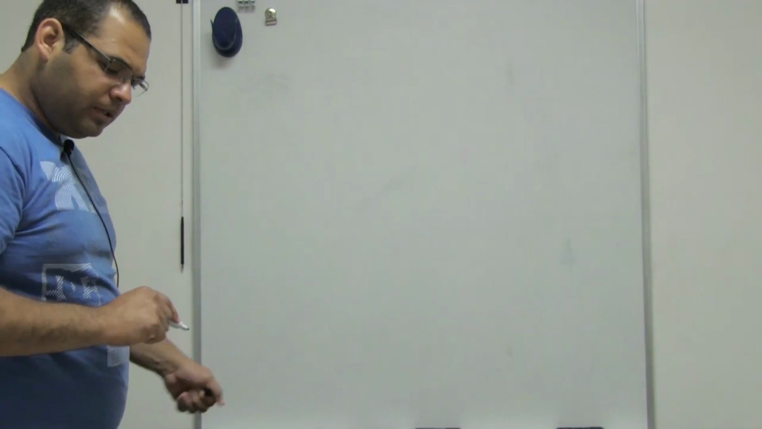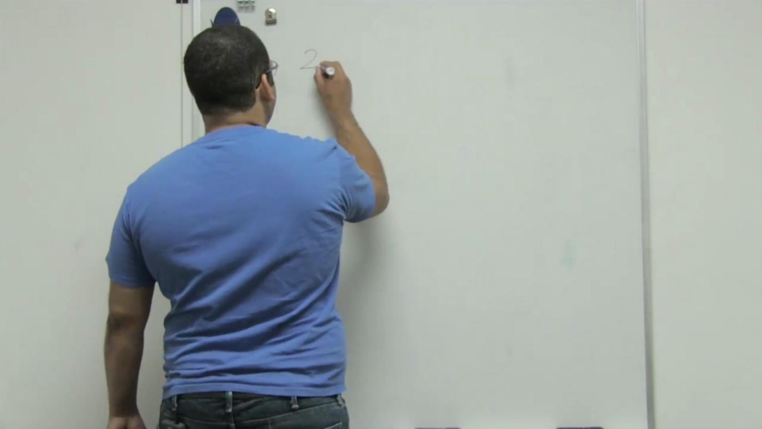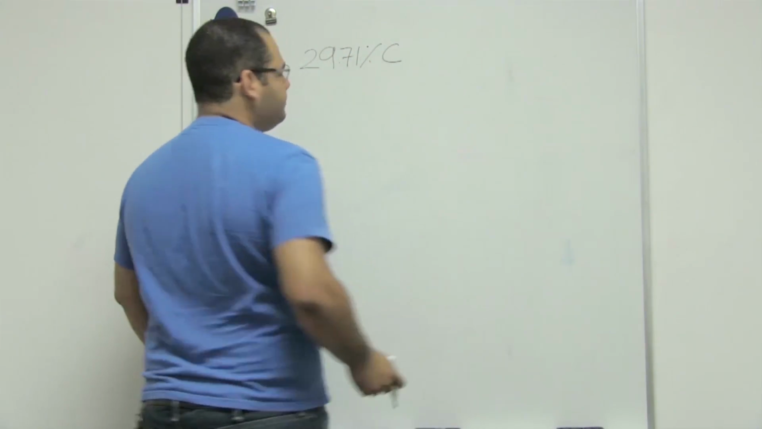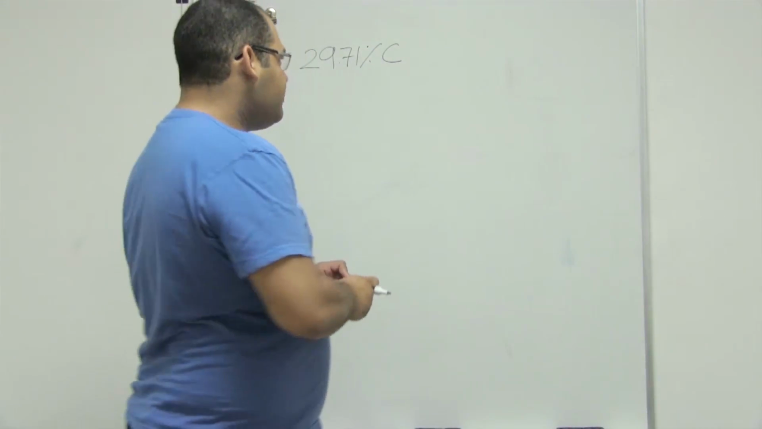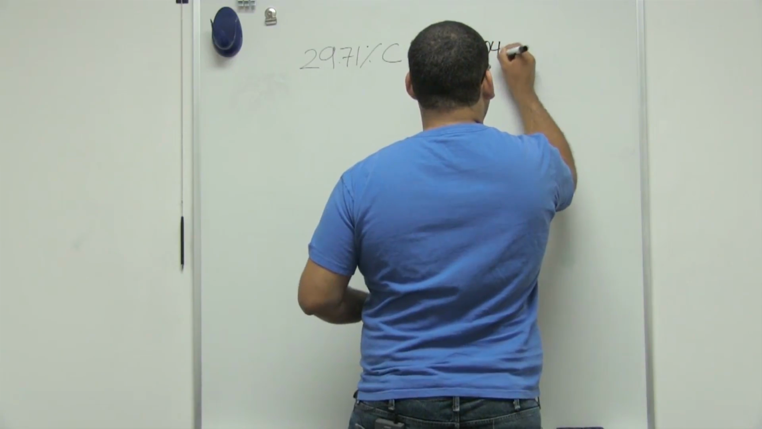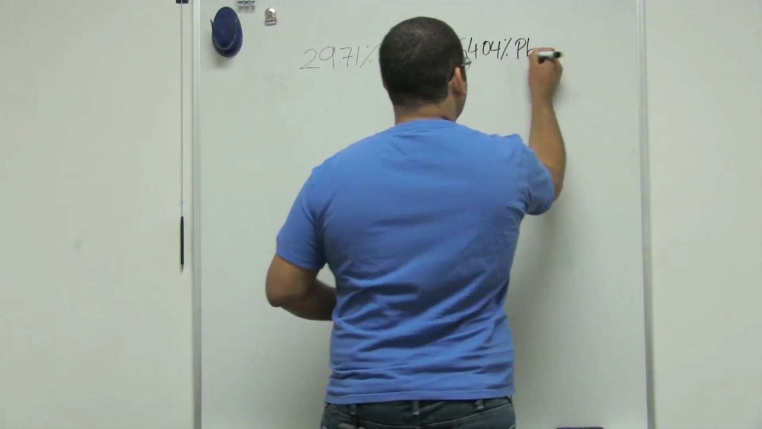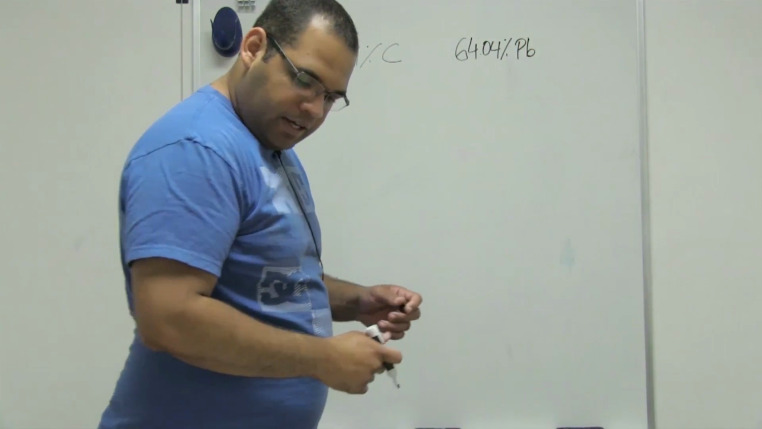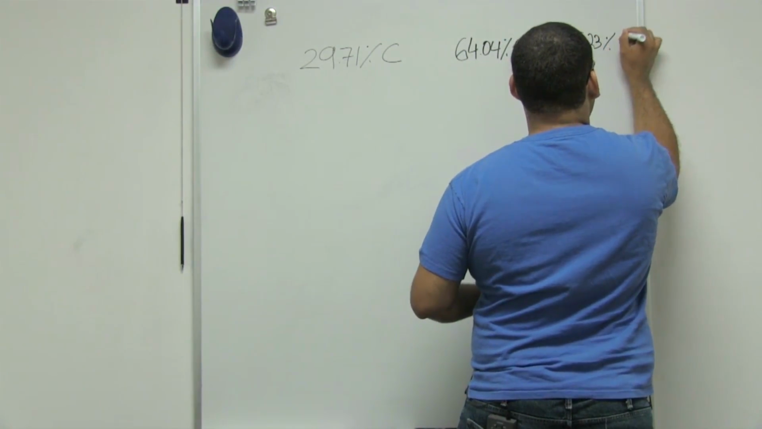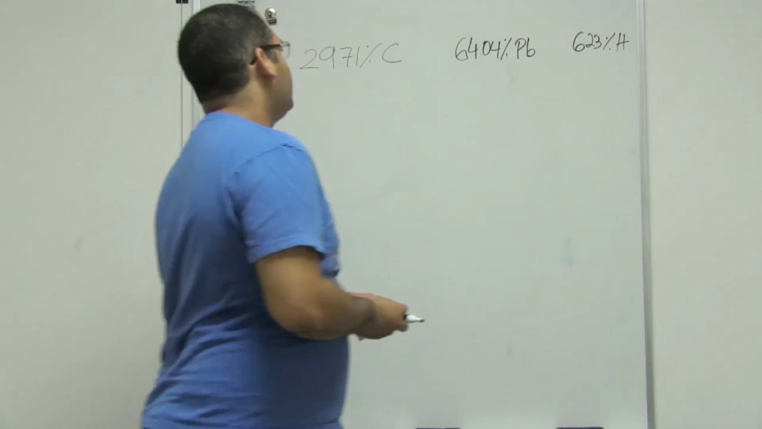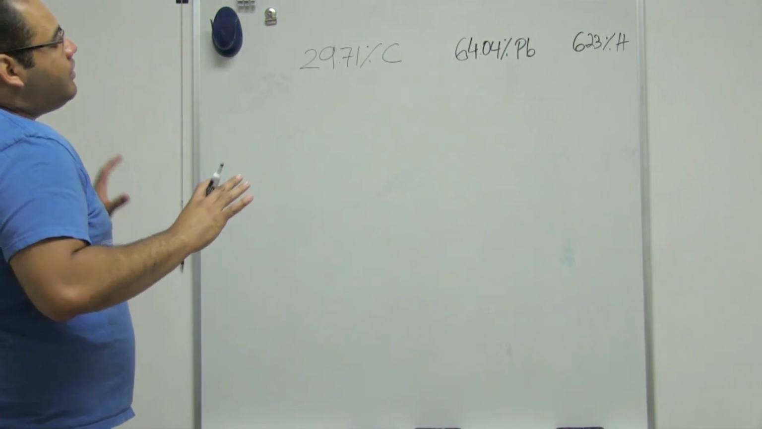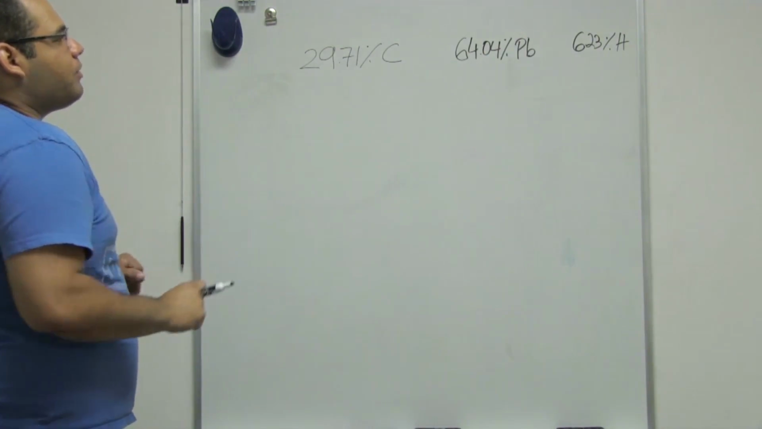So in my example, I have 29.71% of carbon, 64.04% lead, and 6.23% of hydrogen. Okay, so I need to figure it out. What does the question say? Tell me what is the empirical formula.